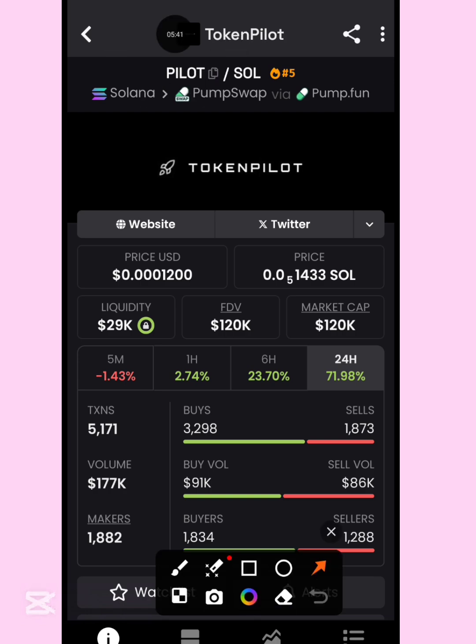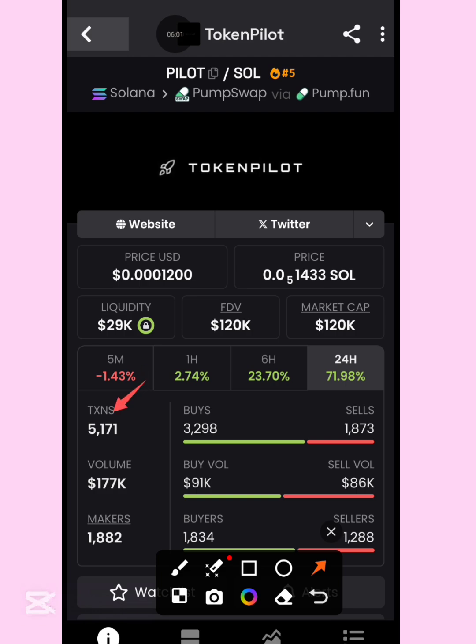Price reaction in the last 5 minutes, in the last 1 hour, in the last 6 hours, and in 24 hours. As you can see, in the last 5 minutes it is minus, but in the last 1 hour it is plus.